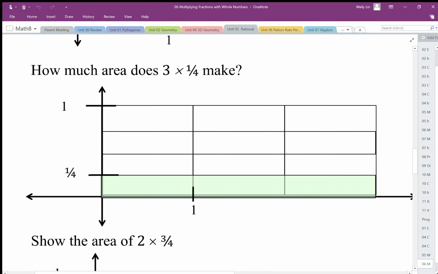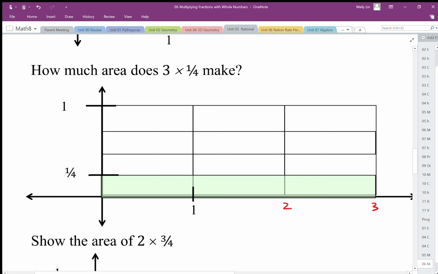So looking at my area here, my length goes along here to a length of 3. So this edge here represents my length. Then, instead of one whole, I'm going to go 1/4 along that number line. And then the area that I've shaded in green represents the solution to 3 times 1/4. I'm just going to add this up.